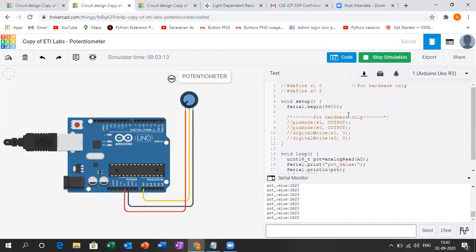Next is, what does uint16 represent? Okay, uint16 is a data type. It is the same as the unsigned integer in C. You can also write unsigned int, or you can write uint16_t. Both are the same.